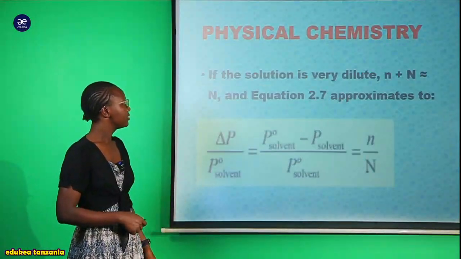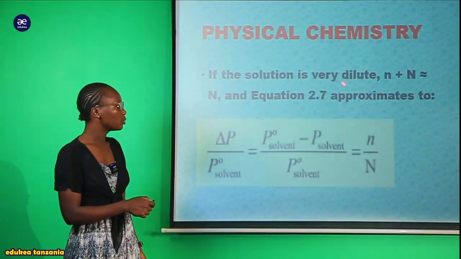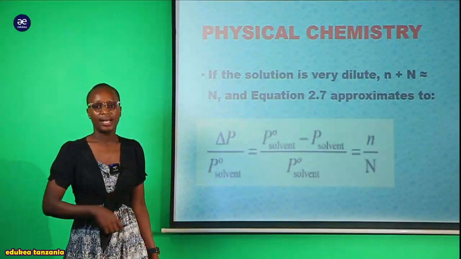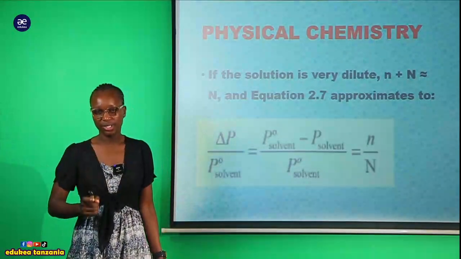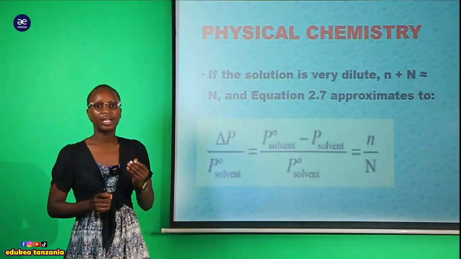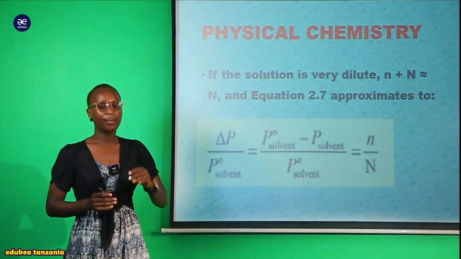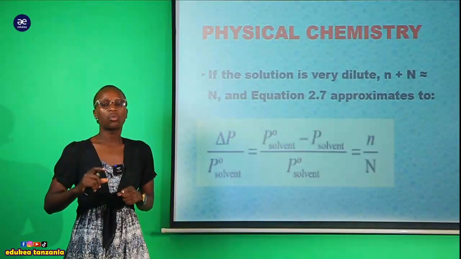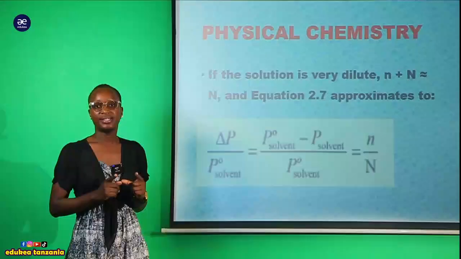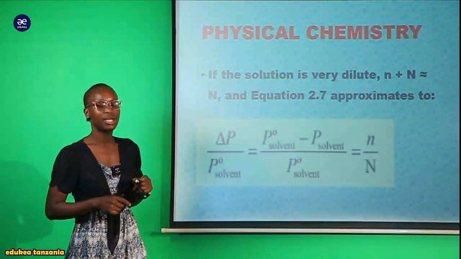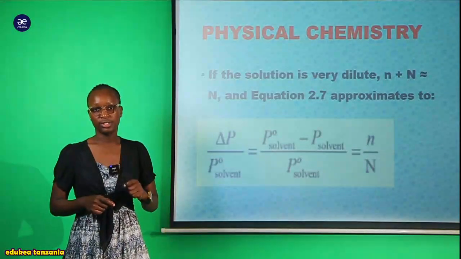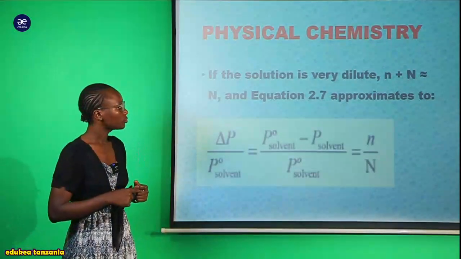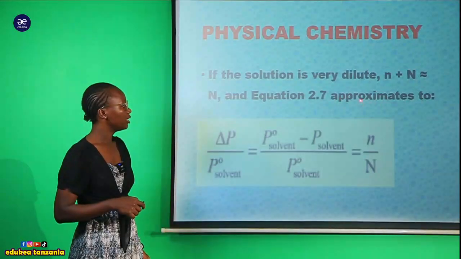So now you can see that if the solution is very dilute, n plus capital letter N approximately equal to N. Sasa kama equation ni very diluted, kwa maana kwamba ile concentration yake ni ndogo, it means that imekuwa diluted. Sasa kama ni very diluted, ile small letter n plus capital letter N inakuwa approximated equal to capital letter N, ambayo pale itakuwa ina express that the number of mole of what, of the solvent, kwa sababu tu the solution it is very diluted. So now this equation approximated to this.